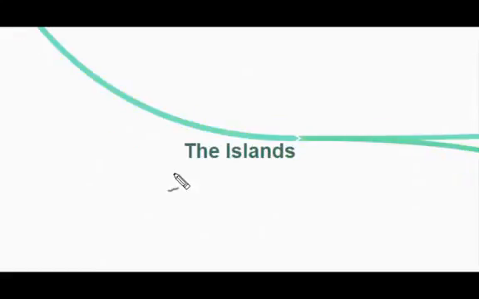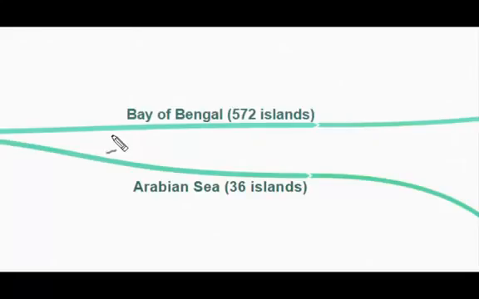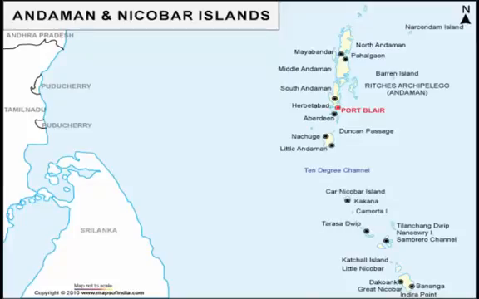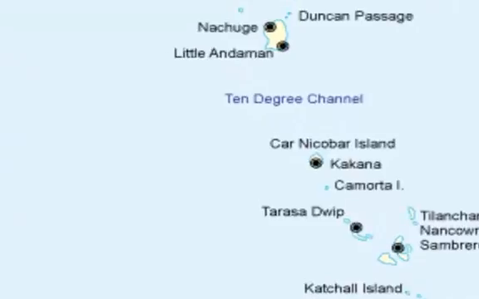Moving on to the last topic, the islands. So we have two places where the islands exist in our country. One is at the Bay of Bengal, which consists of 572 islands, and the other is in the Arabian Sea that consists of 36 islands. So let's read about the Bay of Bengal islands first. It has Andaman in the north and the Nicobar in the south. They are separated by a water body which is called the 10-degree channel.